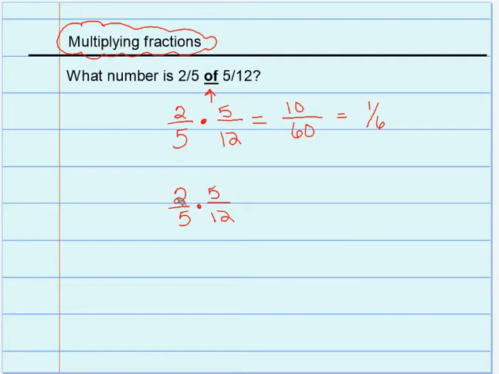So I know that 2 and 12 have a common factor of 2, so I'll divide both of those by 2. And I also know that 5 and 5 are the exact same numbers, so they have 5 as a factor. Remember that when you reduce, you always are left with at least a 1. So 1 times 1 is 1, and 1 times 6 is 6.